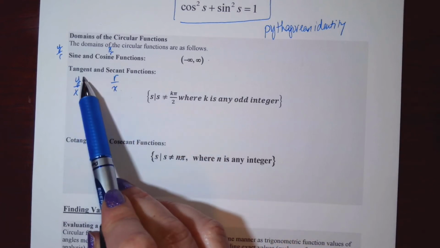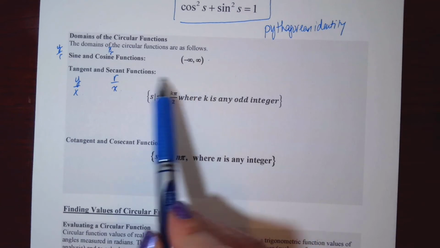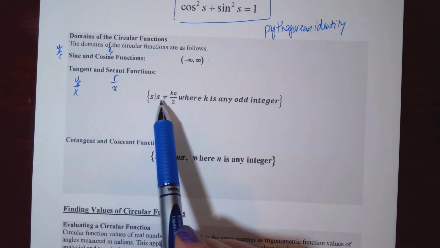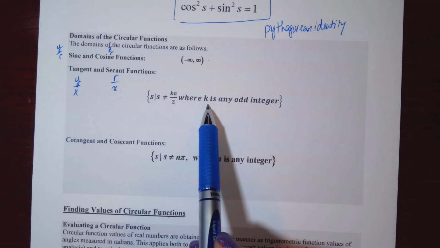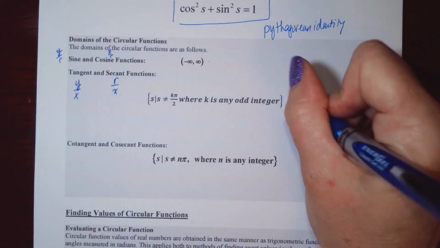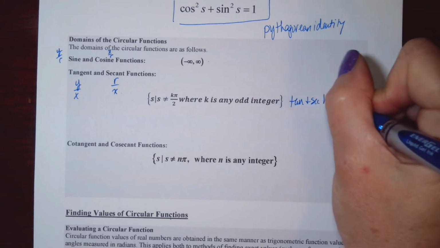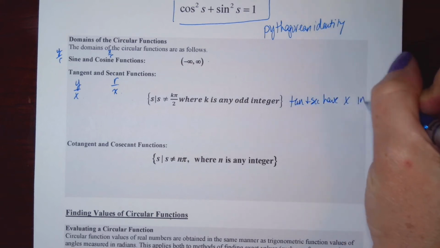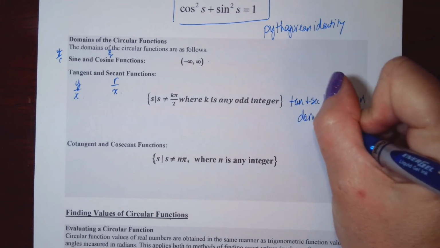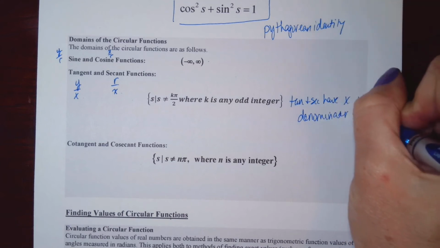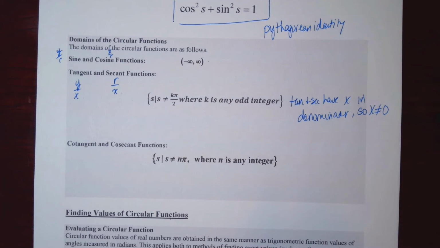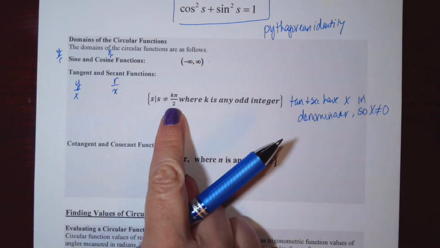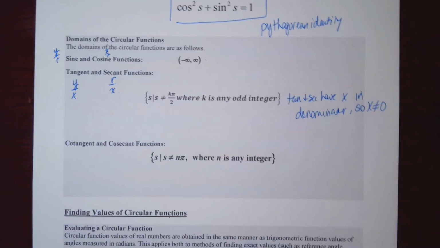So my domain for tangent and secant is restricted. It can be any value of s except at the k pi halves where k is odd. So tangent and secant have x in the denominator. So x can't be 0 for those two functions to be defined. I have to kick out of my domain any place where x would be 0.